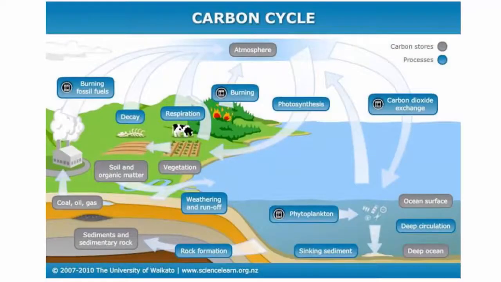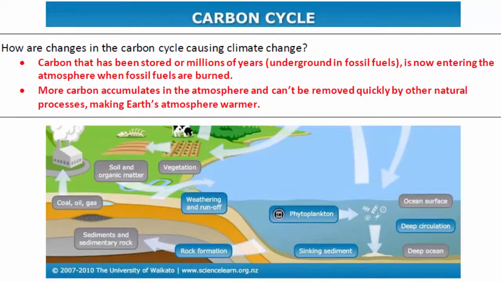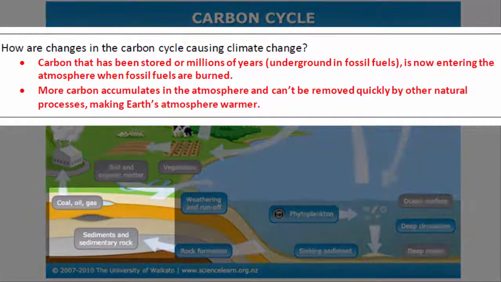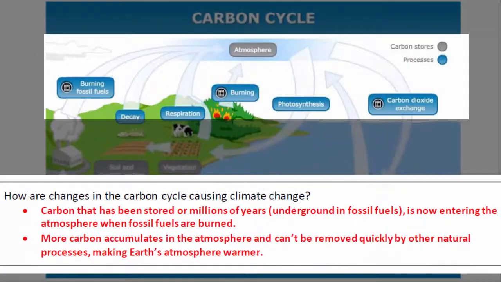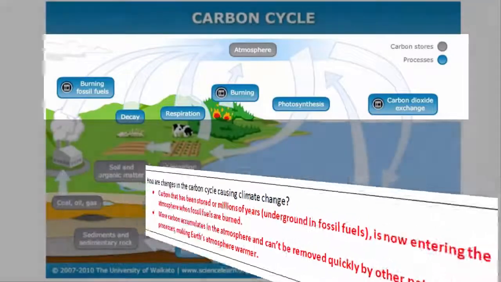So the changes that we're seeing in climate today are largely a result of changes in the carbon cycle. Carbon that's been stored for millions of years underground in fossil fuels is now entering the atmosphere when fossil fuels are burned. More carbon accumulates in the atmosphere and can't be removed quickly by other natural processes, making Earth's atmosphere warmer.